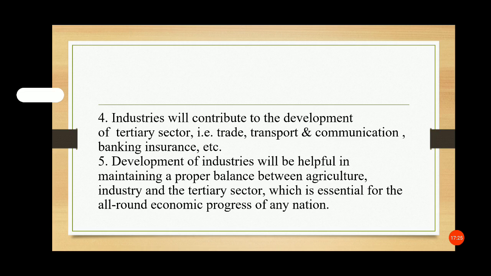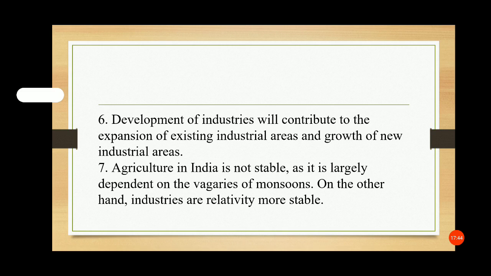Development of industries will be helpful in maintaining a proper balance between agriculture, industry and the tertiary sector, which is essential for the all round economic progress of any nation. Development of industry will contribute to the expansion of existing industrial areas and growth of new industrial areas. Agriculture in India is not stable, as it is largely dependent on the vagaries of the monsoon. On the other hand, industries are relatively more stable.